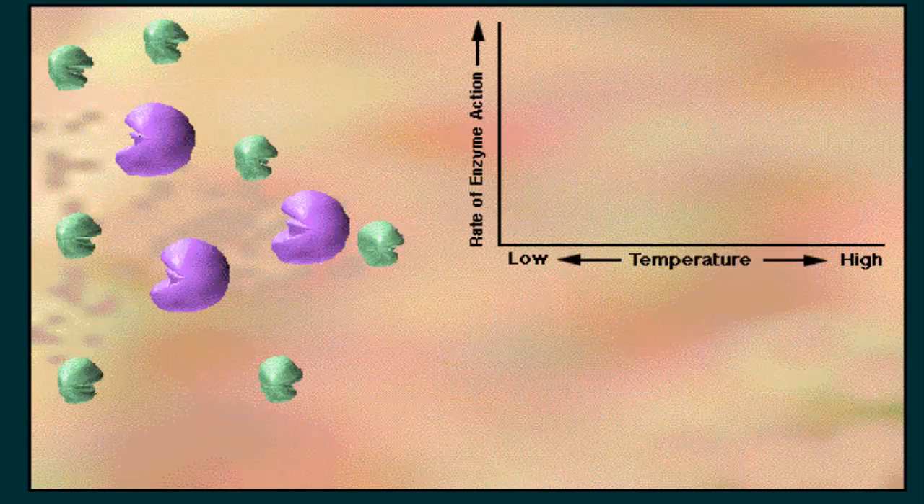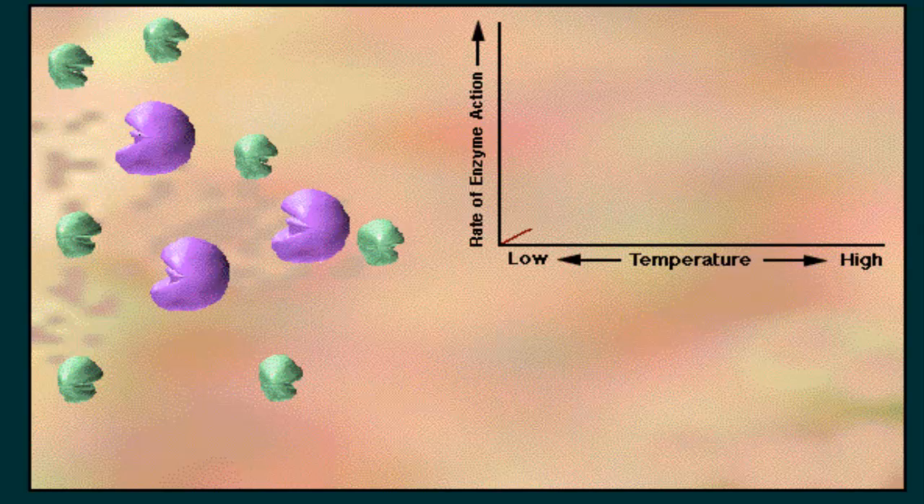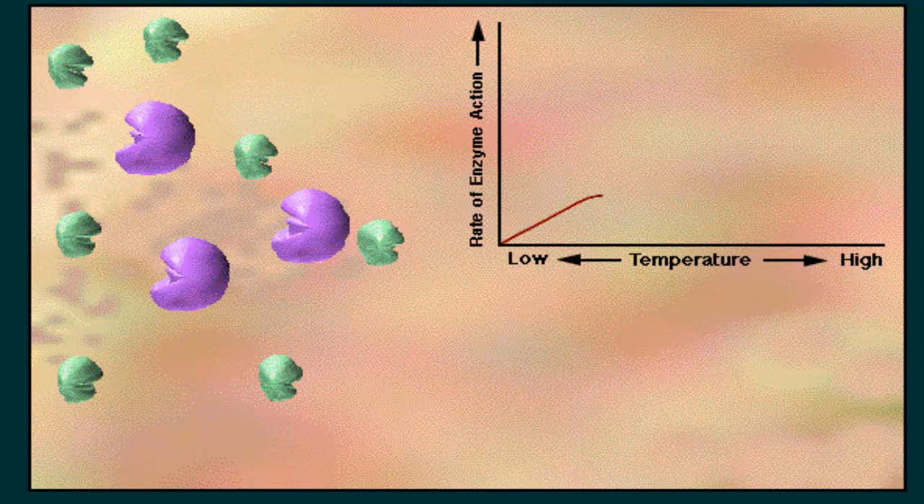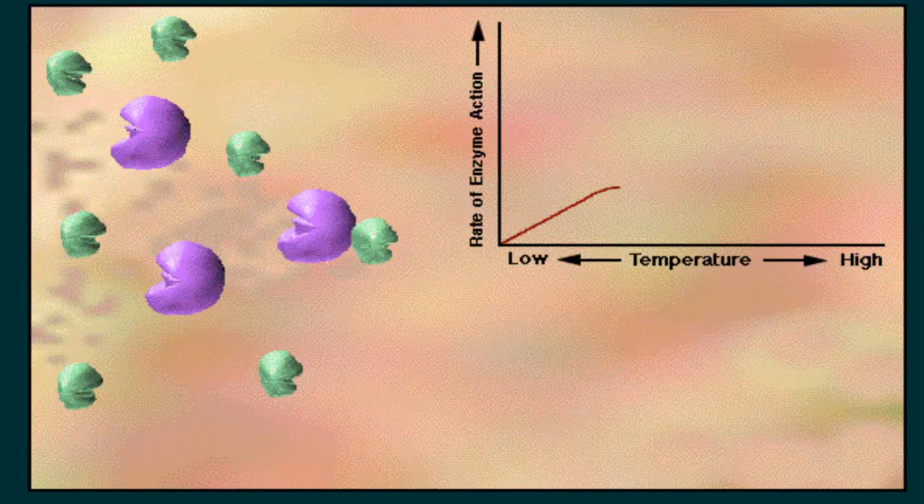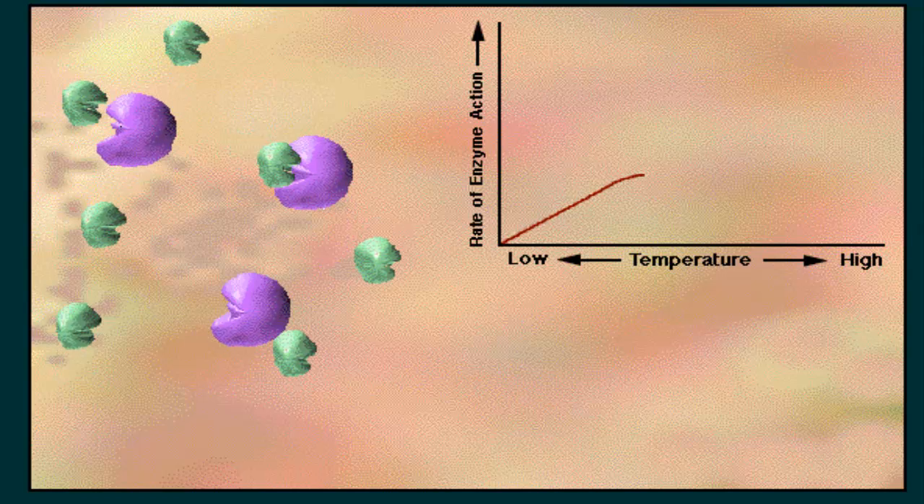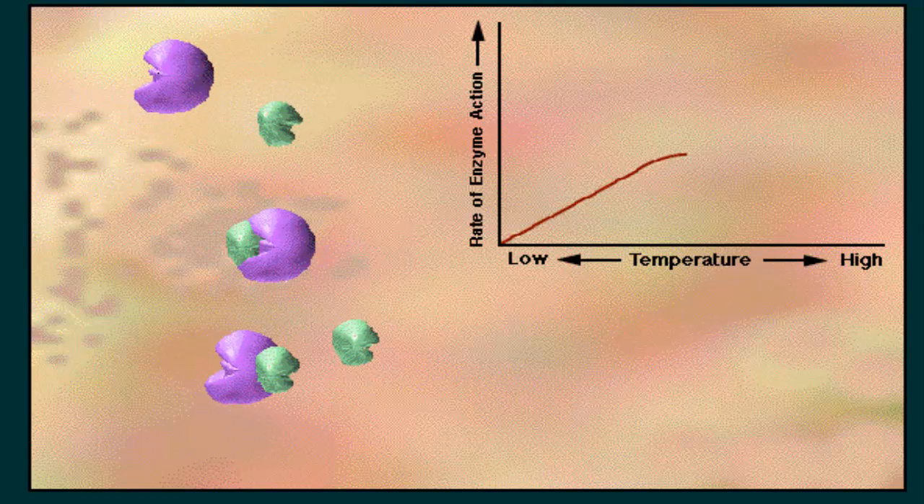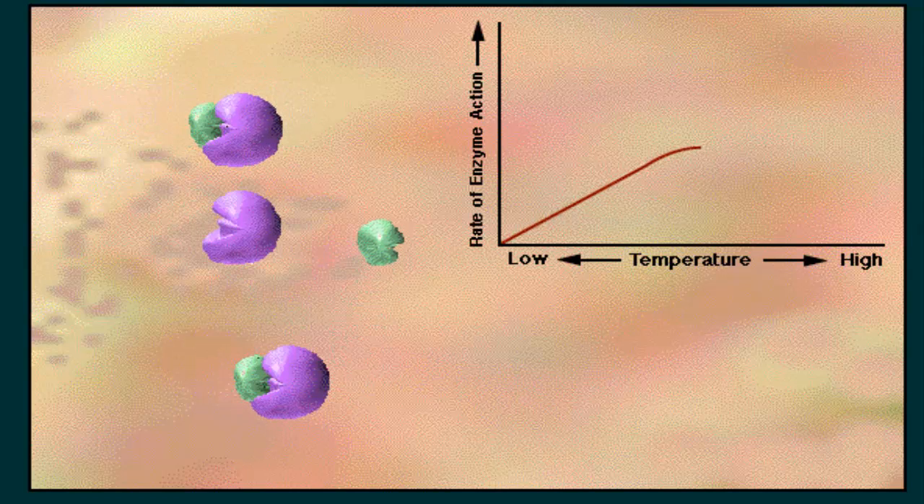Many factors have been shown to affect the activity of enzymes. One such factor is the temperature of the environment in which an enzyme functions. As the temperature rises within a cell, the motion of substrate molecules increases. As a result, the substrate molecules come into contact with enzymes much more frequently. Thus, the rate of enzyme activity steadily increases as the temperature rises.